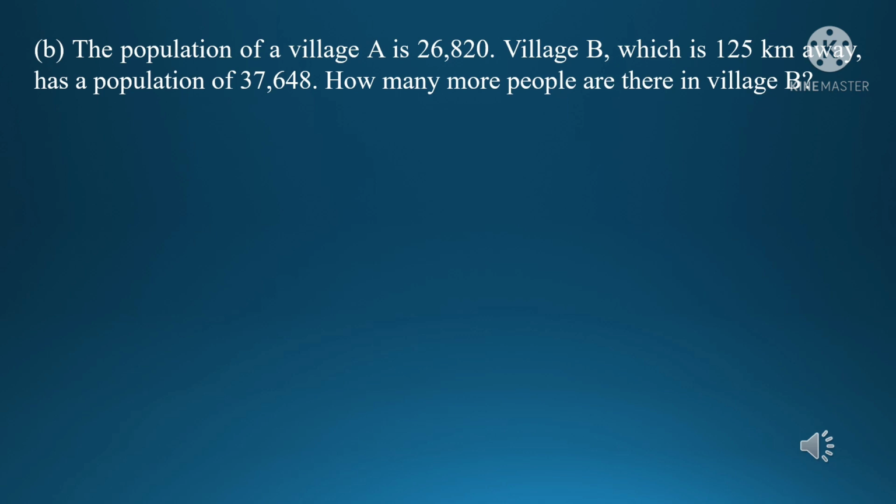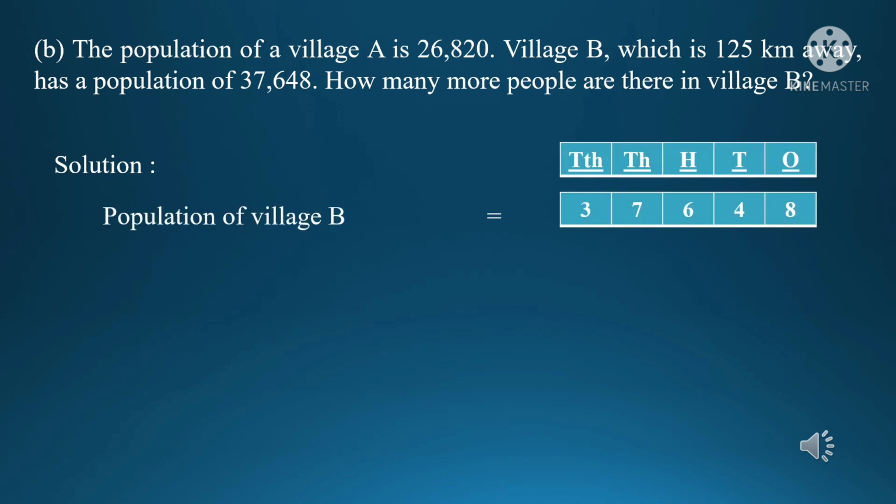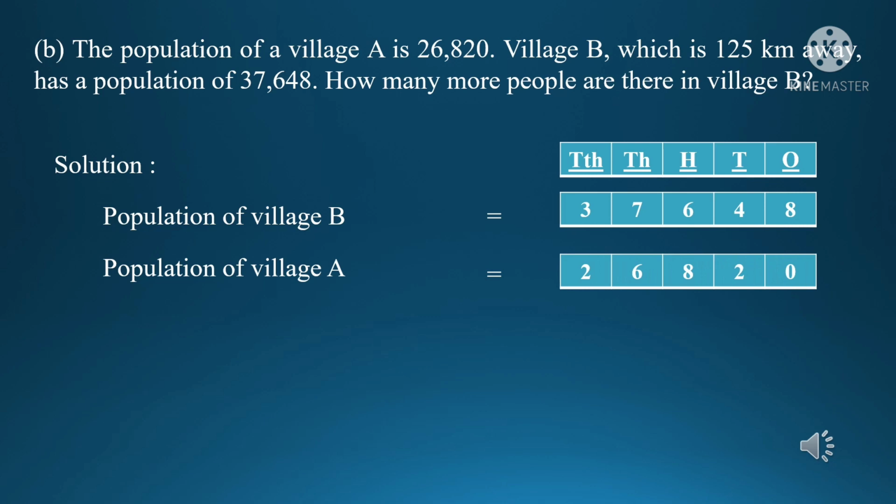And to find how many more people are there in village B, we just have to subtract. How are we going to subtract this? You see that it is 37,648. We will write it above, that is the population of village B. And again, the population of village A, which is also given, 26,820, and we are going to subtract them.